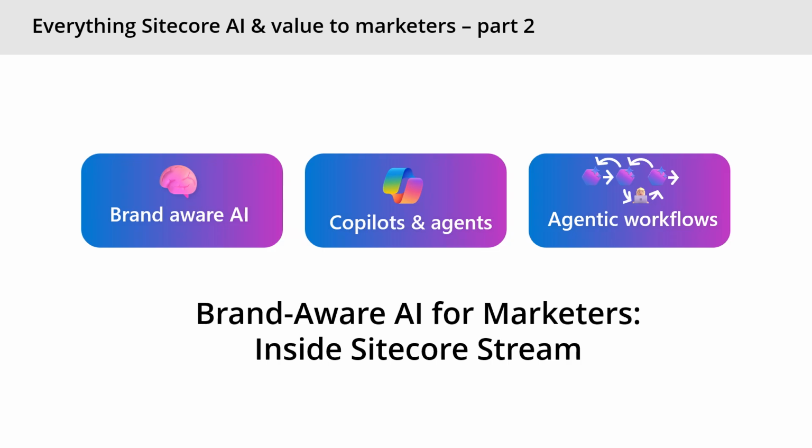In the previous session, we introduced Sitecore Stream and looked at the three main features, that being the brand-aware AI, the copilots and agents, as well as the agentic workflows. In this session, we'll explore further how the brand-aware AI works by looking at the technical architecture of agents and how we bring them to life by looking into how the brand kit agent in particular works.